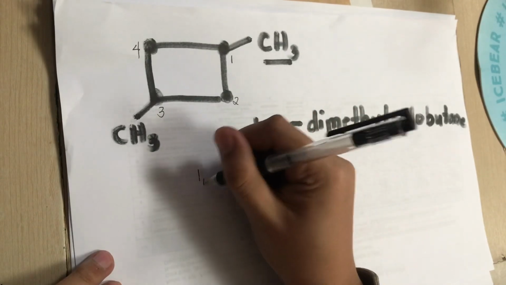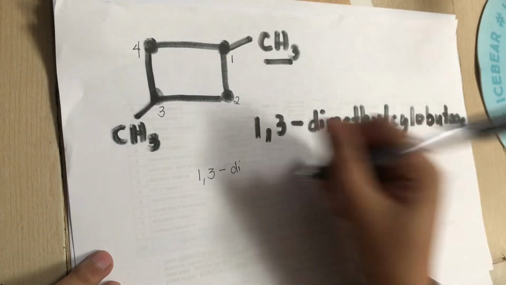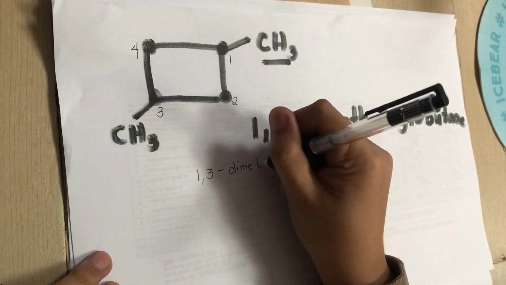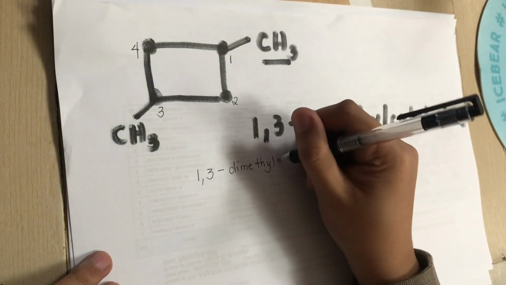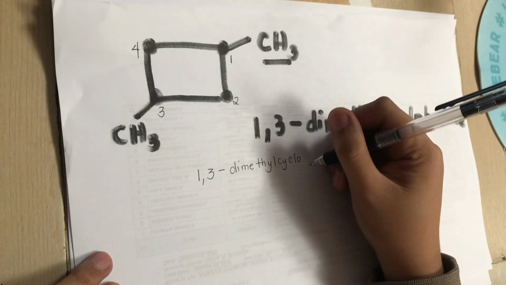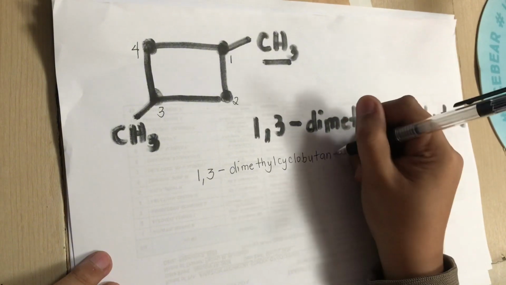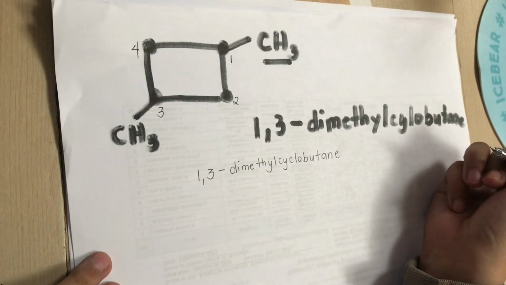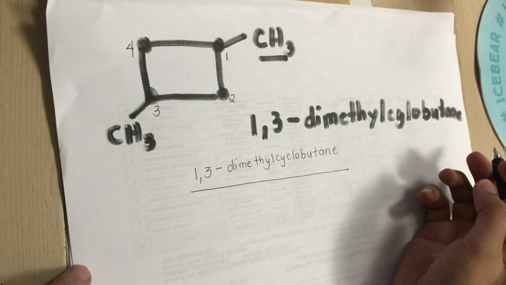Again, let's count: one CH3 is at the first carbon and the other CH3 is at the third carbon. So it's 1,3-dimethyl cyclobutane. Butane, because this is a 4-carbon cyclic structure. So this is the name for this one.